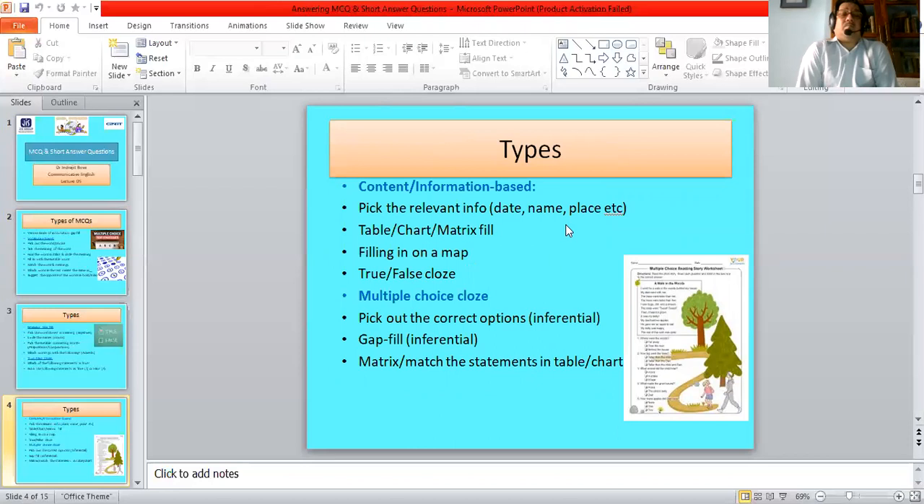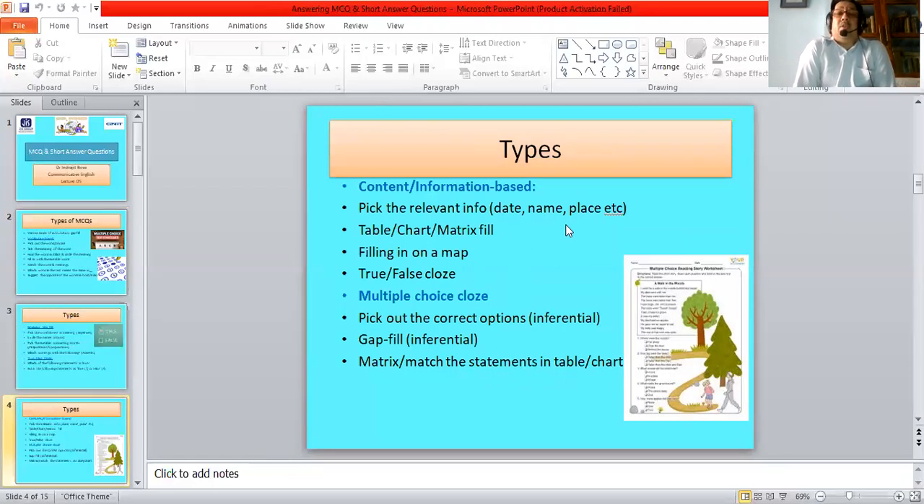Again, some other types of MCQs can be content or information based, like they are based on the reading content of the passage. Pick the relevant information, the date, name, place, etc. So many information details might be contained in the passage. Basically we have to pick out the relevant information. In other words, it would require that you scan the passage carefully when you are reading it in order to pick out the relevant details.